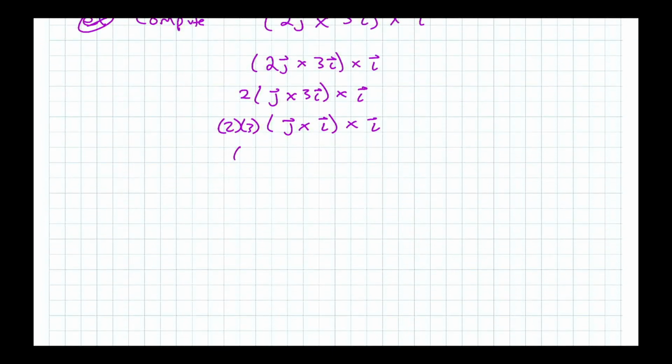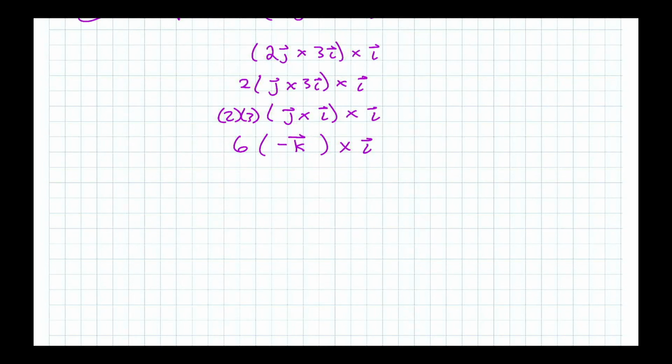Let's see if we can remember this. So that's obviously a 6. And then I've got j cross i. You know that i and j are going to give you a k, from that rule that we wrote down. But in this case, they're out of order. It's supposed to go ijk. This is ji. So the result is going to be a k, but it's going to be a negative k. And then cross i. Then you can take this negative out front and have negative 6 k cross i.